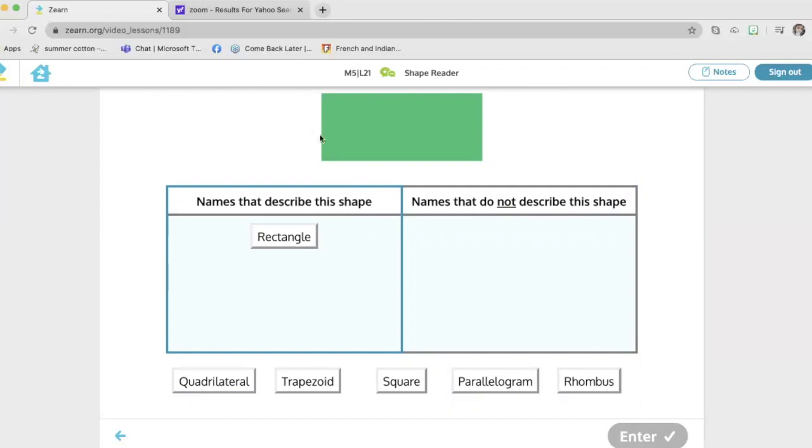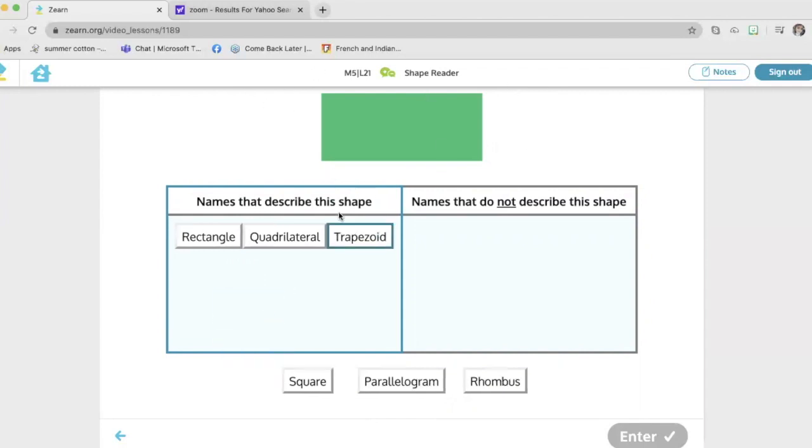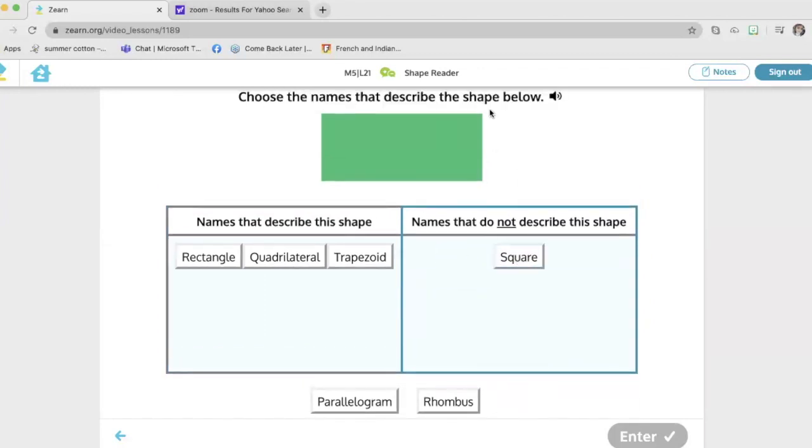Quadrilateral means 4 sides, so 1, 2, 3, and 4. This is a quadrilateral. A trapezoid is a shape that has at least 1 set, there's the key word, 1 set of parallel sides. This has 1 set, 2 sets, so that works. It can't be a square because in a square, all sides have to be the same length. So I can see that this long side up top and this short side on the side, they're not going to be the same length. This is obviously going to be a smaller number.